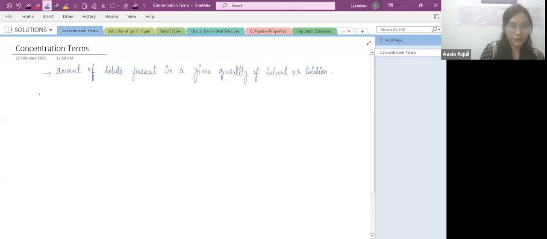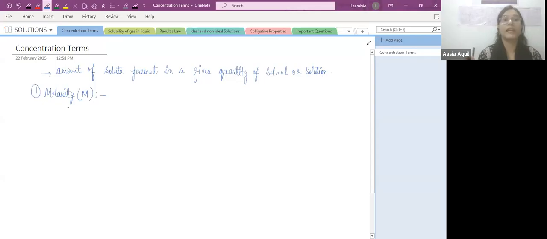So first, ways to define concentration terms can be molarity. Molarity. What is molarity? Anyone? It is the amount of solute in 1 kg of solvent. No, that's molality. Okay. Amount of substance, solute in 1 liter of solvent. Yeah, in 1 liter. See the difference.